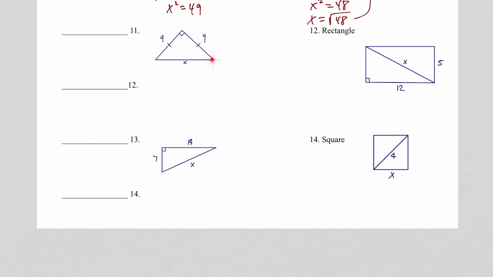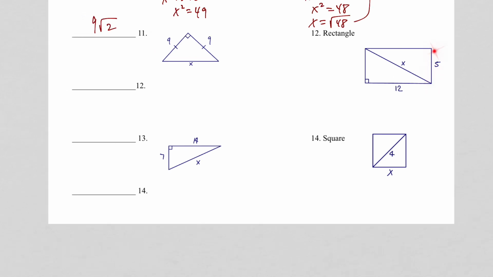Okay, this is a 45, 45, 90 triangle, an isosceles right triangle, and the hypotenuse is always root 2 times one of the legs. So this is 9 root 2. All right, if this is 5, then this is 5. And here, if you memorize that there's a 5, 12, 13 triangle, you'll know this is 13. But if you didn't remember that, just use Pythagorean's theorem. So 5 squared plus 12 squared is equal to x squared.